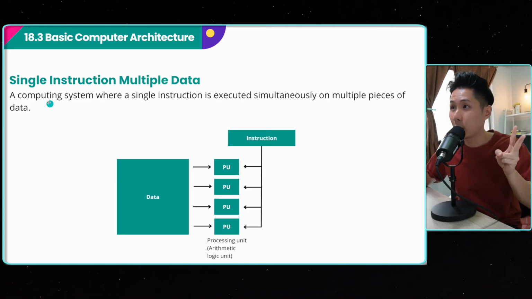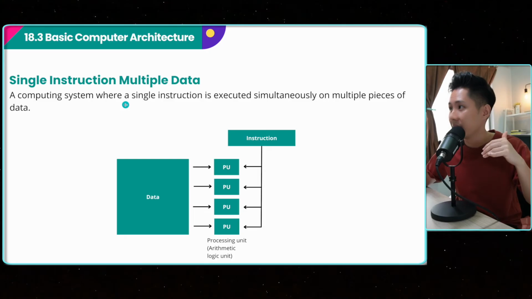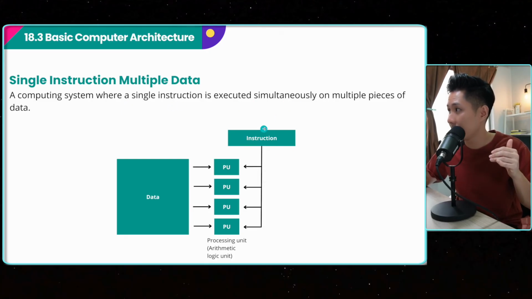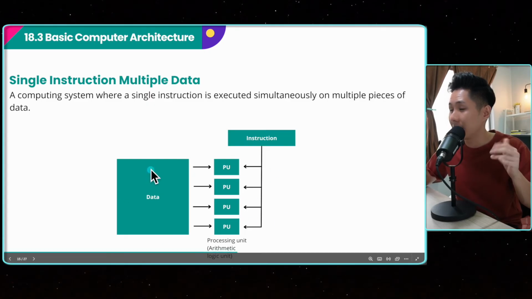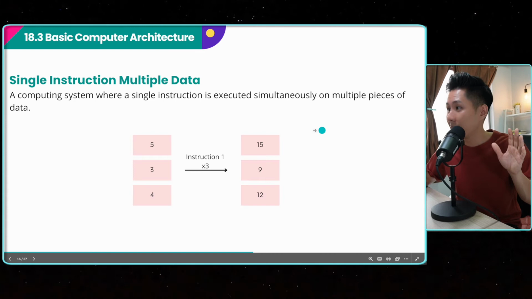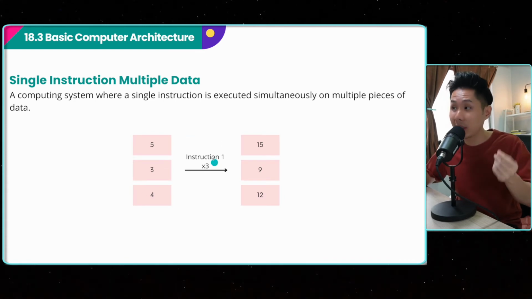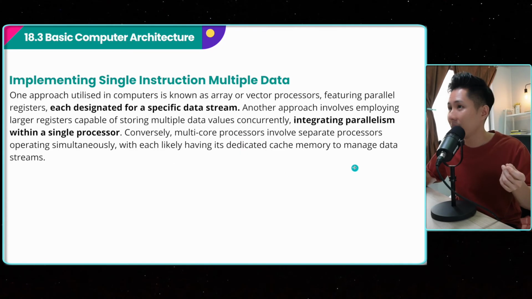Another one is what we call single instruction, multiple data. This is when a single instruction is executed simultaneously. This is the instruction, and it is inserted into processing units to operate on the data. One example is this: instead of multiplying the data one by one, the instruction can be applied to multiple data, and then the output will be here.